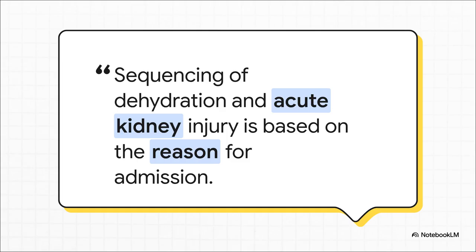Now, this quote is a golden rule in inpatient coding. The sequencing of dehydration and acute kidney injury should be based on the reason for the admission. If a patient comes in with both, there is no rigid rule that says AKI must always be coded first. You must query the physician regarding the principal reason the patient was admitted if it's not clearly documented. Remember, the clinical focus on day 1 absolutely drives your principal diagnosis.